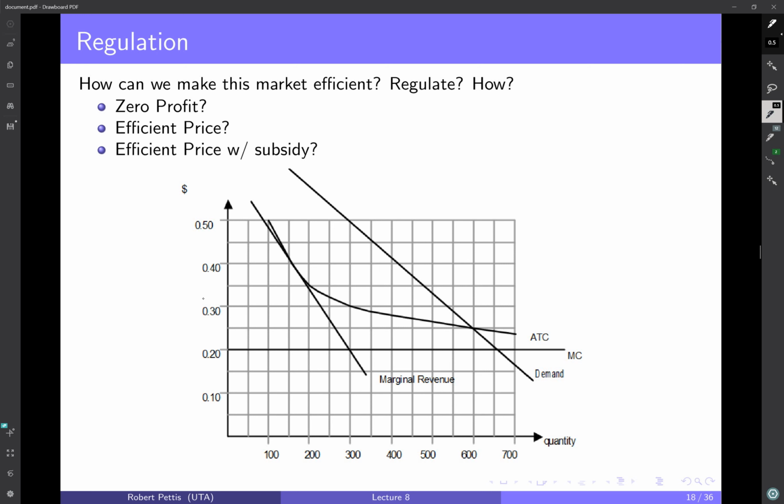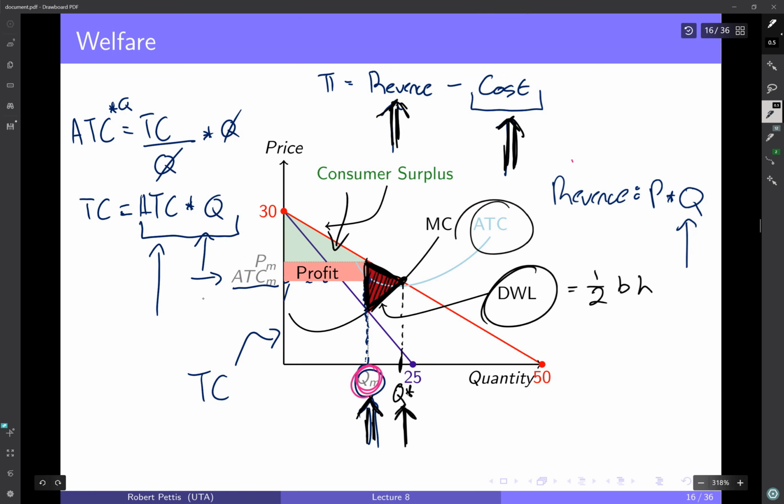All right. So what in the world should we do about this? Should we regulate? If we do regulate, how should we do it? This first thing, well, how about zero profit? So first of all, how can we even do that? Well, if we go back here and we look at what profit is, let me try to erase some of this stuff around here and make it a little bit cleaner.